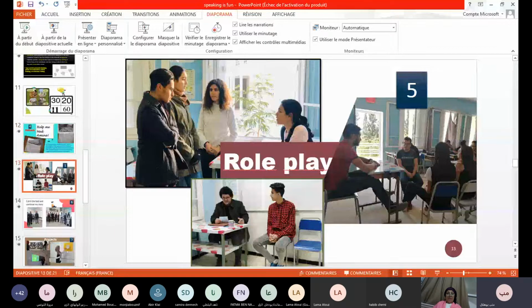Number 5, role play. Well, role play can be prepared in class or at home, as a kind of project work. In role plays, of course, students have to prepare a script for a specific role play related to a topic that they have studied in class. And I think it's a very nice activity that can boost their self-confidence and help them really speak English.